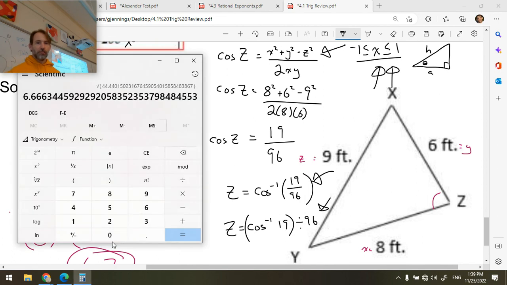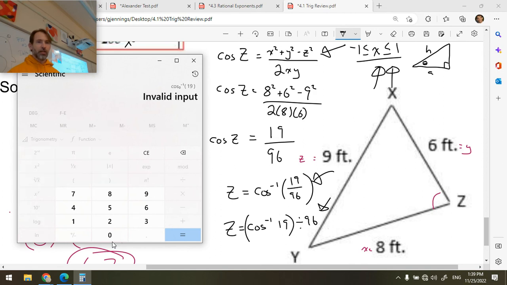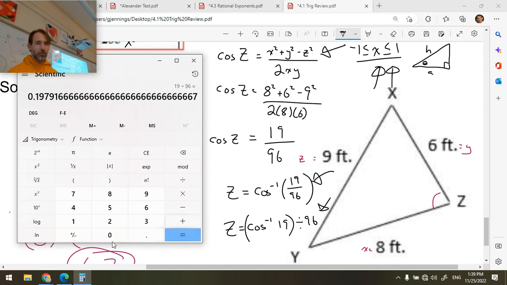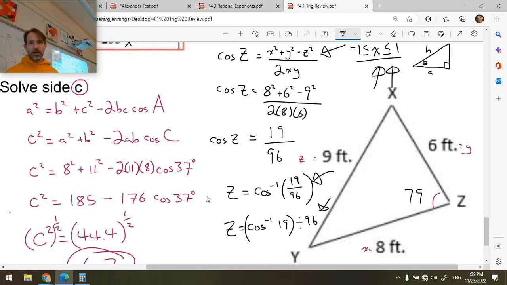So this is what it would look like. Instead of saying like this, 19, but I take the inverse cosine of it, invalid input, blah, blah, blah. That's what I was showing you. Don't do that, okay? Do this, 19 divided by 96 equals. Doing that first is effectively putting it in brackets. And then I take the inverse cosine of it, tells me 79 degrees. So this is 79 degrees. Done.